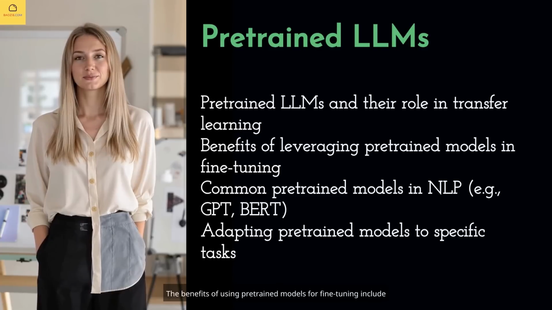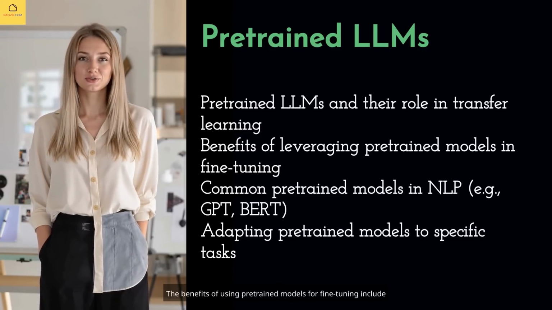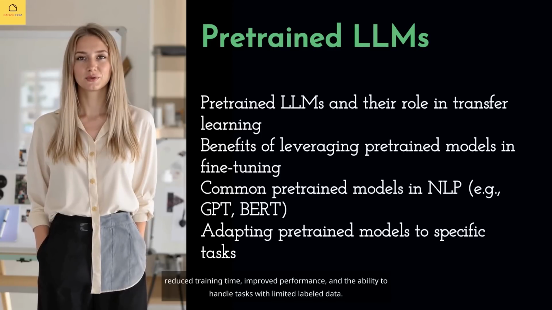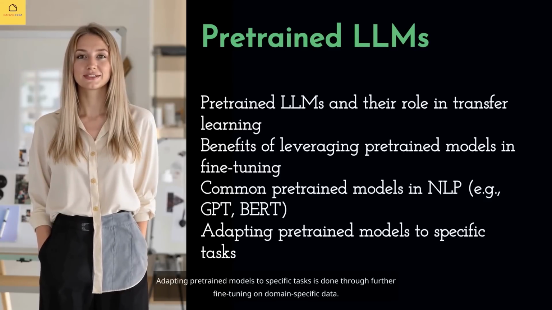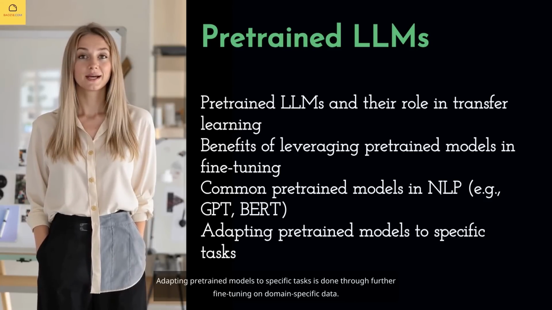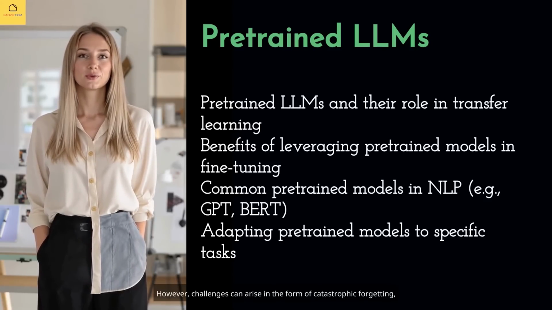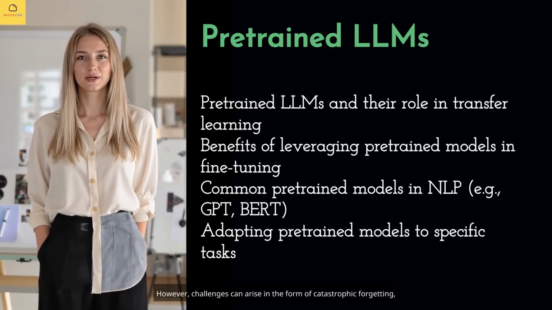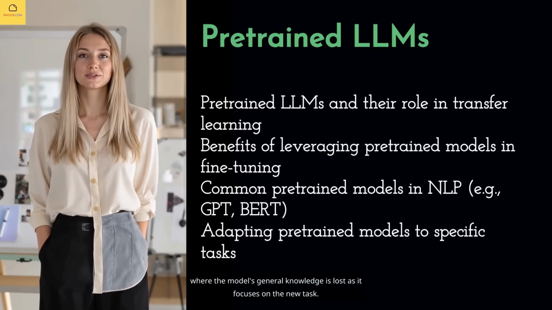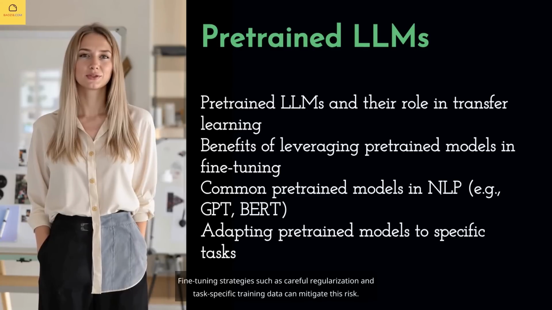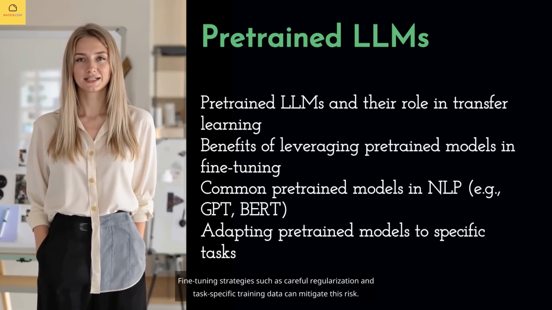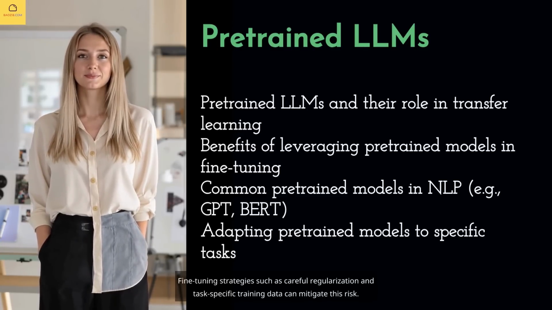The benefits of using pre-trained models for fine-tuning include reduced training time, improved performance, and the ability to handle tasks with limited labeled data. Adapting pre-trained models to specific tasks is done through further fine-tuning on domain-specific data. However, challenges can arise in the form of catastrophic forgetting, where the model's general knowledge is lost as it focuses on the new task. Fine-tuning strategies such as careful regularization and task-specific training data can mitigate this risk.